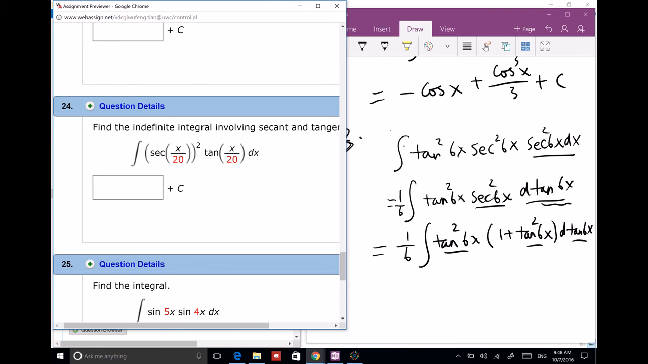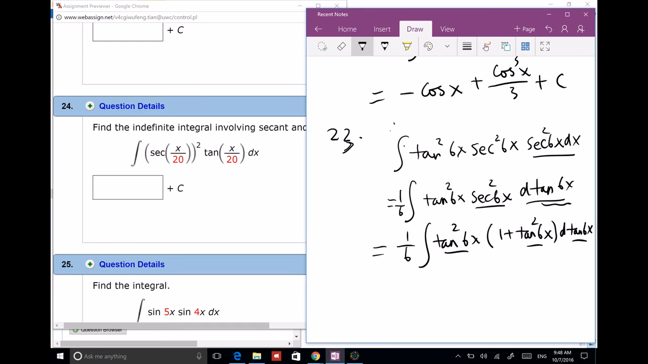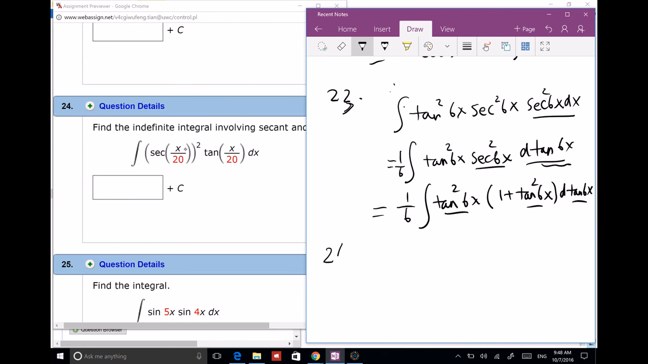Number 24. You just separate the secant squared into 2 secants. Separate the secant squared into secant x over 20 times secant x over 20. Then secant times tangent is the derivative of secant. Okay, number 24.